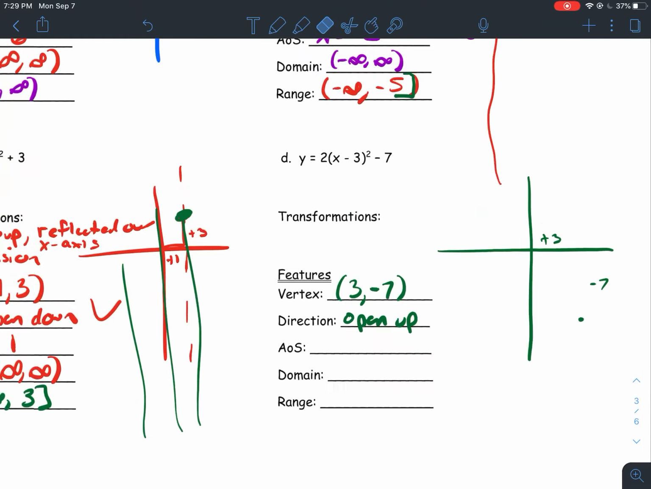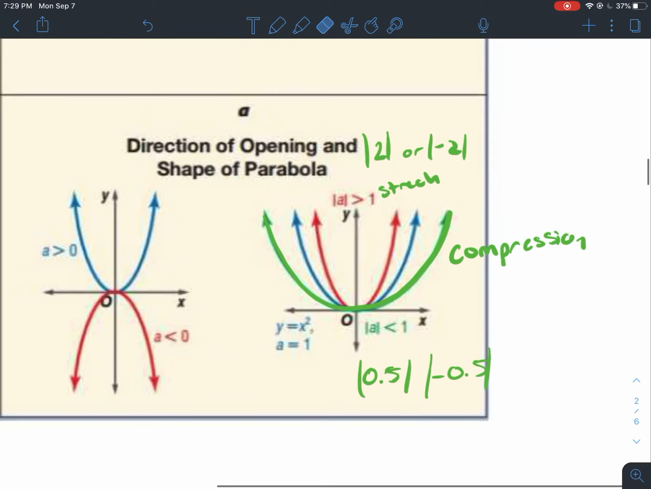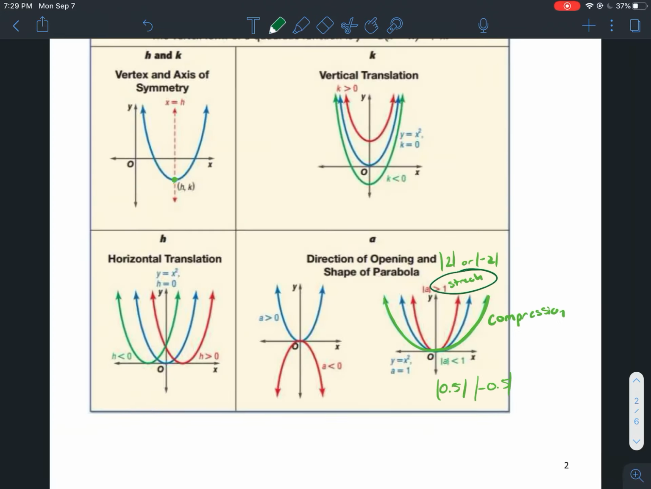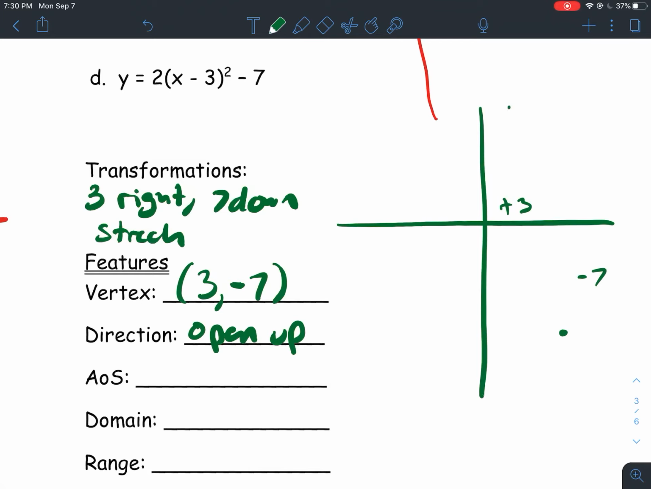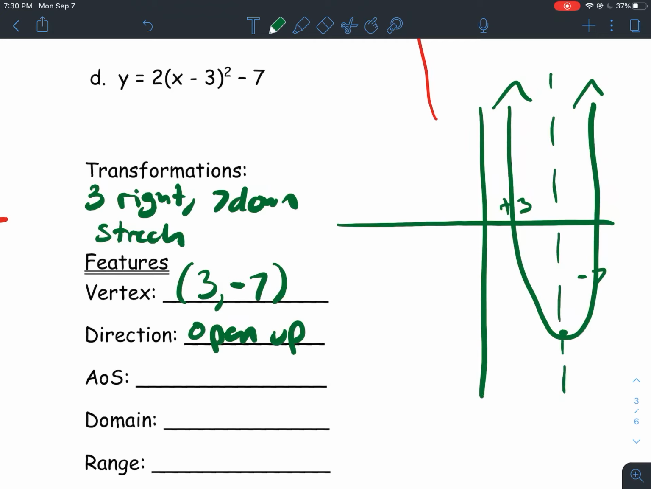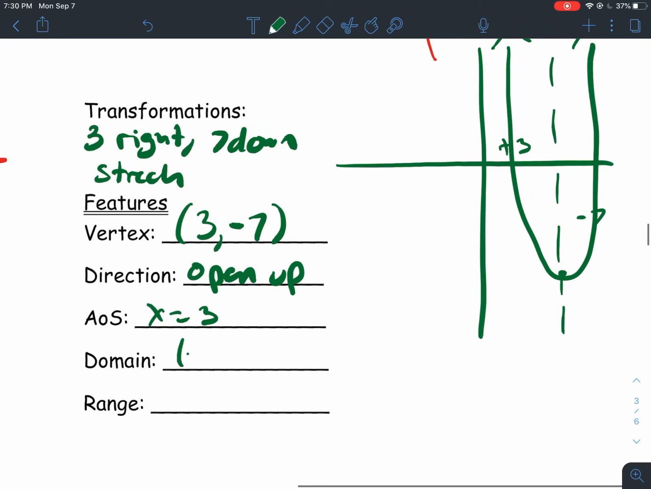Then we notice that the absolute value of A is bigger than 1. So we know that when the absolute value of A is bigger than 1, we get a stretch. So for our transformations, we're going to say 3 to the right, 7 down, and a stretch. So our graph is going to look something like this. Notice how it is stretched. Our axis of symmetry is going to be right there, x equals 3. And our domain, same thing, negative infinity to positive infinity.